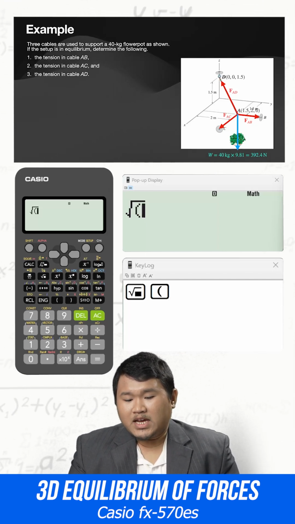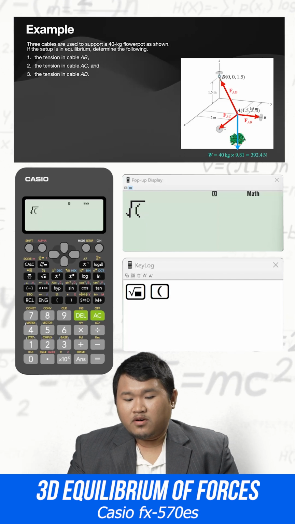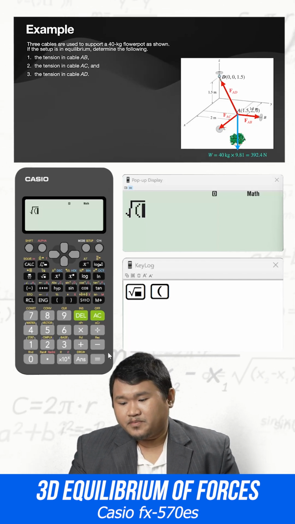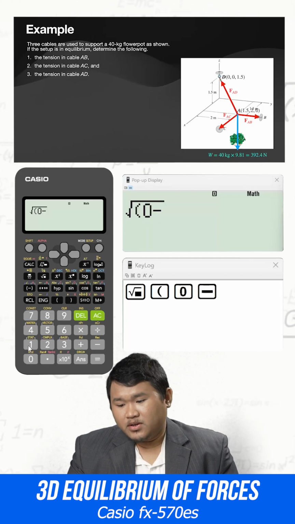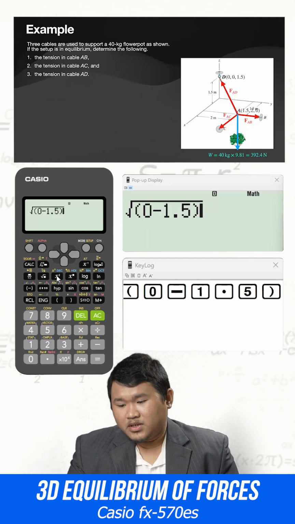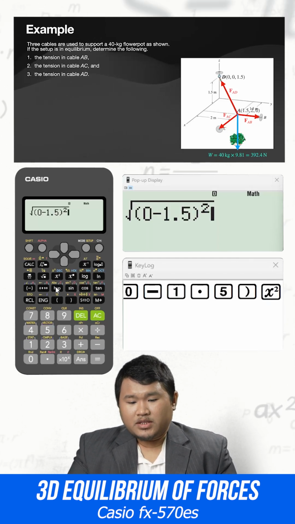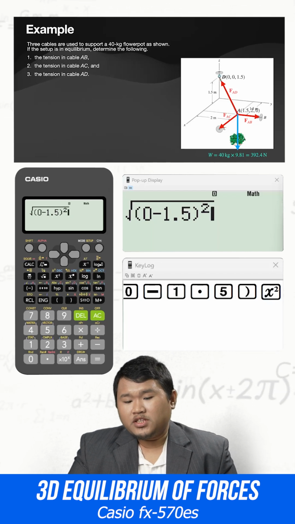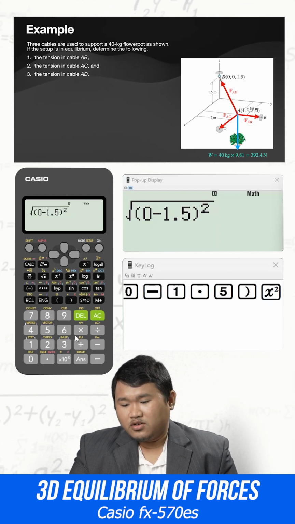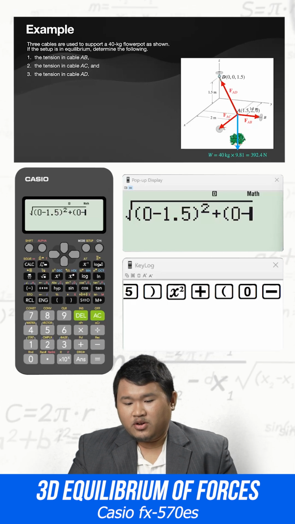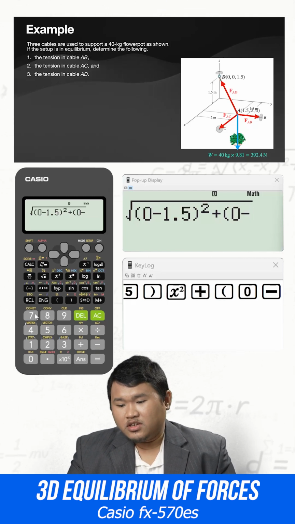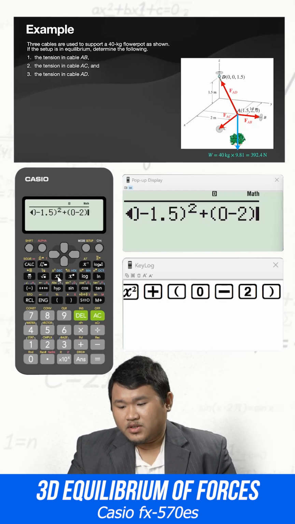So let's start with the x coordinates. For D, it is 0, and then for A, it is 1.5, so 1.5 squared. And then next is for y coordinates. For D, it is 0, so let's add plus, parenthesis, 0, minus initial, that's point A, so 2 squared.